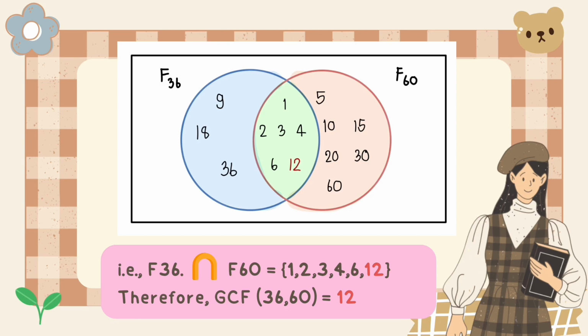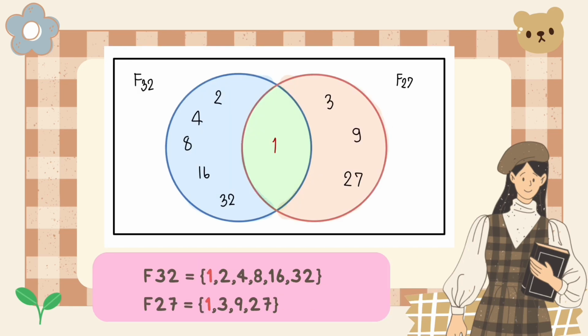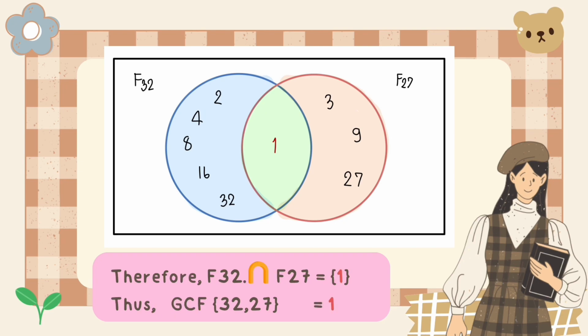Therefore, GCF(36, 60) is 12. Solution: B. Similarly, F32 is 1, 2, 4, 8, 16, and 32. And F27 is 1, 3, 9, and 27.